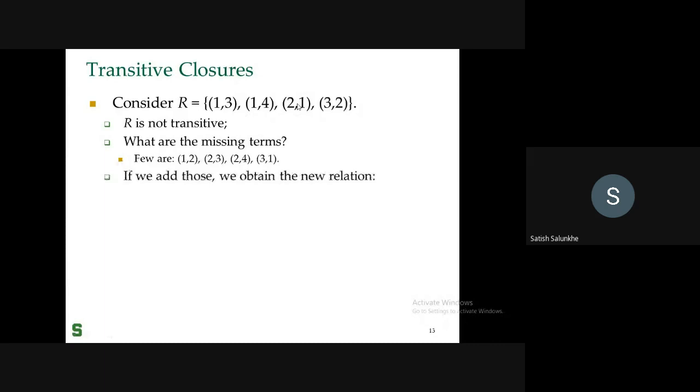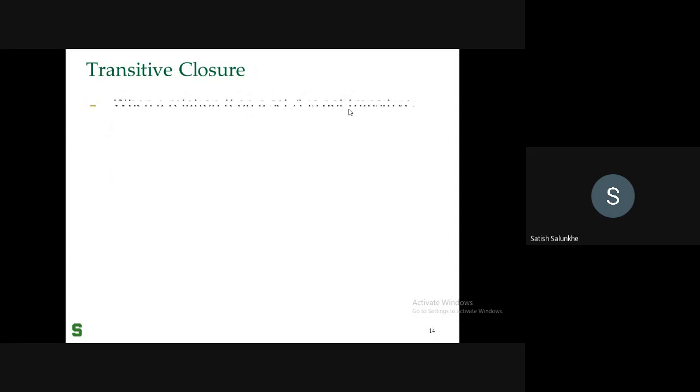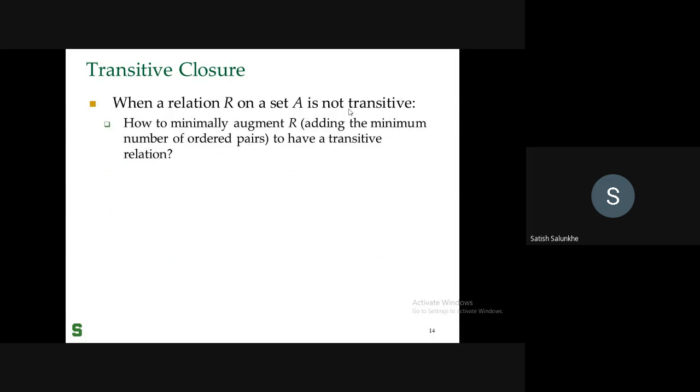So if we add all those missing terms into this relation R, then this relation R will become transitive. And this transformed version of relation R is called the transitive closure of R. How to make the transitive closure of R is a little bit more than a one-step activity. Let us try to understand how to minimally augment R, that is, adding the minimum number of ordered pairs to have a transitive relation.